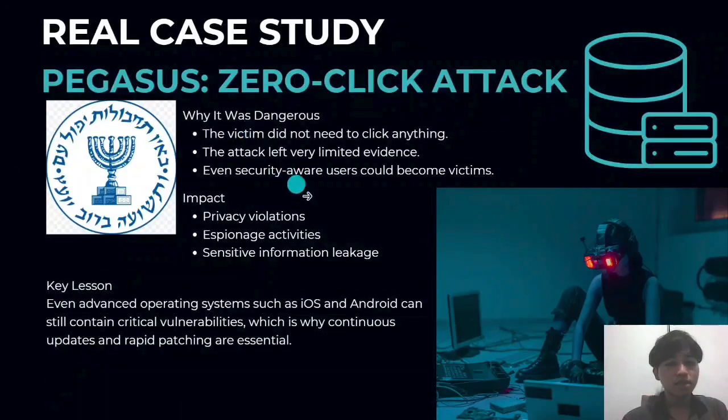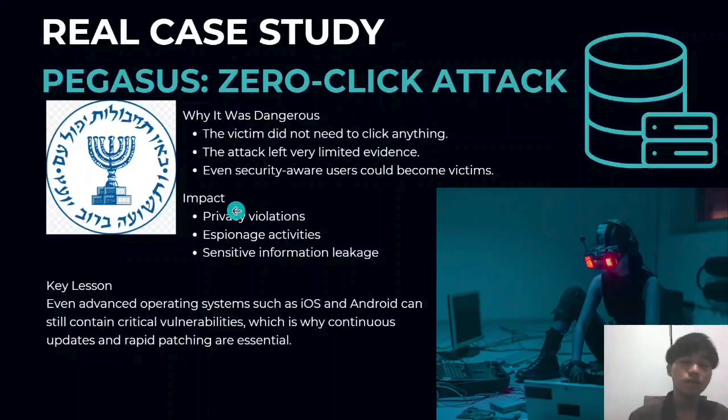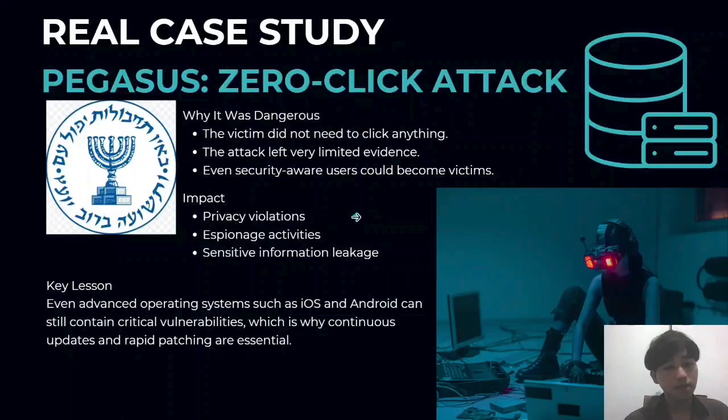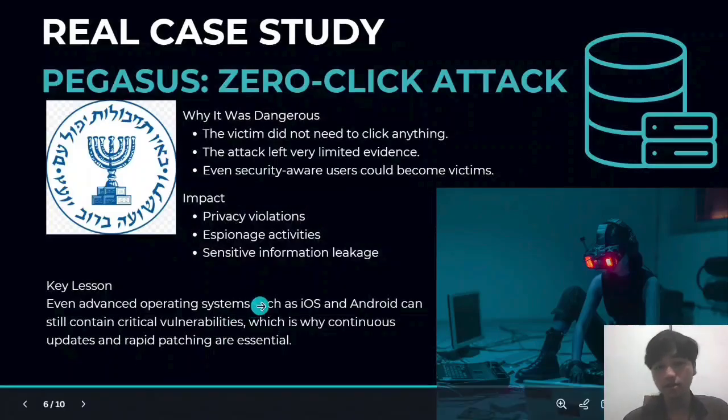Why was it dangerous? The victim didn't need to click anything. The attack left very limited evidence, so it is very difficult to track. Even aware users could become victims. Everyone could be a victim. The effects are privacy violation, espionage activities, and sensitive information leakage. The key reason is that even advanced operating systems such as iOS and Android can still contain critical vulnerabilities, which is why continuous updates and rapid patching are essential.